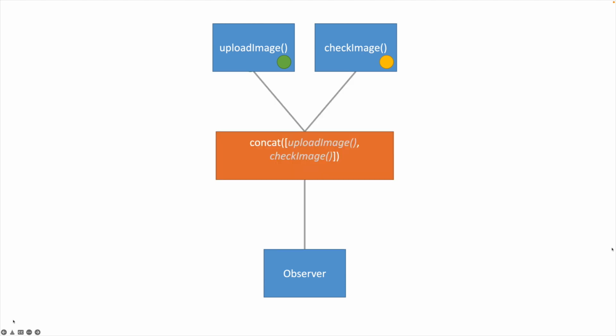We have the observables upload image and check image, which we concat. The observer gets the result of the first observable upload image. After the upload image completes, the check image observable starts emitting.